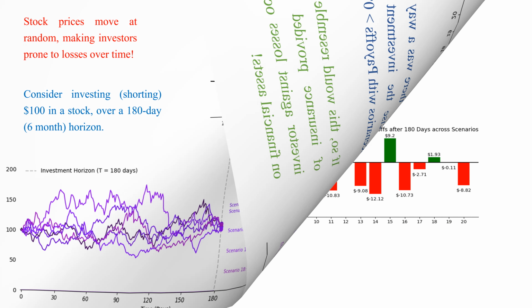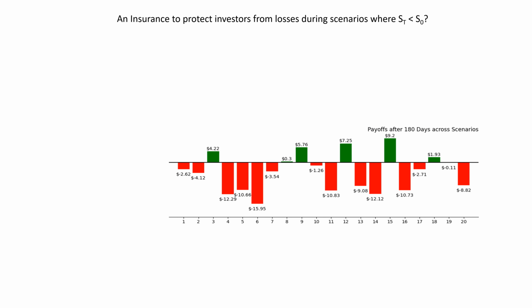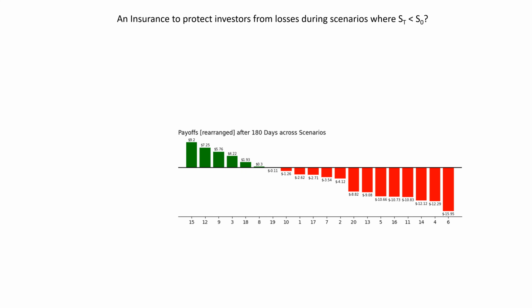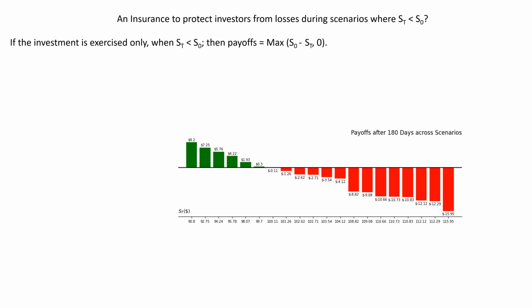So let's go back to how we did it earlier. We have the payoffs provided from shorting the stock over the 20 different scenarios. And we can see that we arrange them once again. However, the arrangement is slightly different because on the left-hand side, we have our maximum profits, and on the right-hand side, we have our maximum loss. So we arrange them in descending order, and we replace the scenario numbers with the stock price after 180 days.